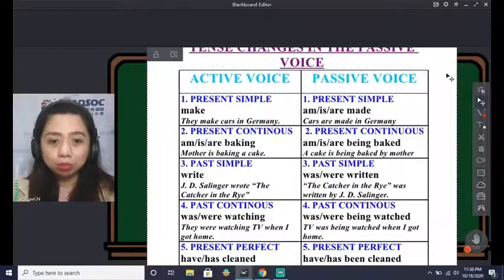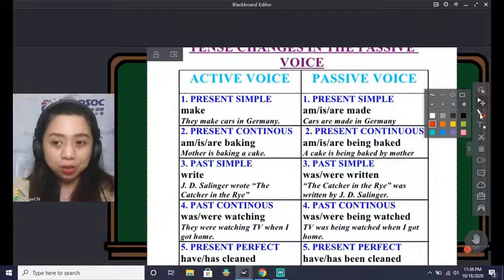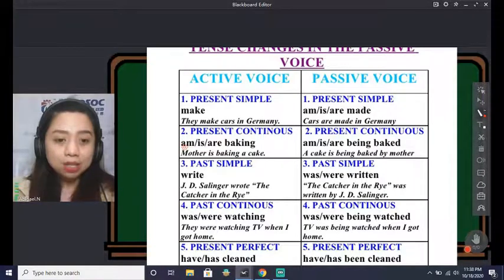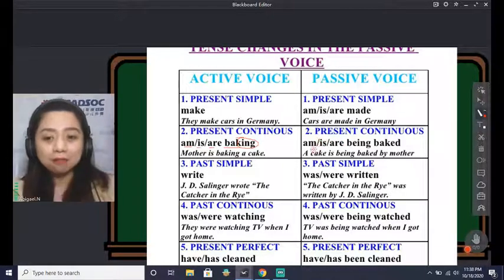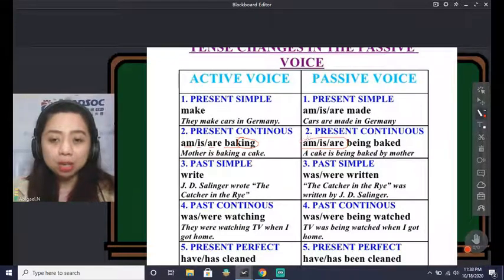Okay, number 2, present continuous. So please look at the pattern. Am, is, are, and then the verb with ing. And then that's it. But this time, when you change this present continuous in passive voice, you will use the same be verbs. It can be am, is, or are. And then you just have to add the verb being, plus this verb ending with ed.